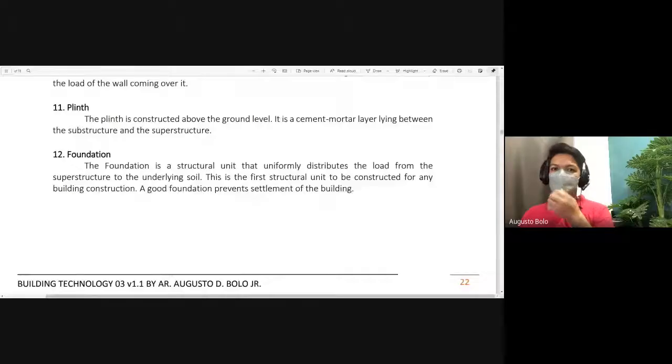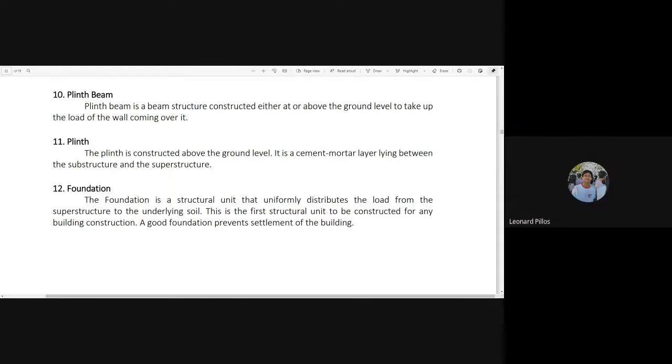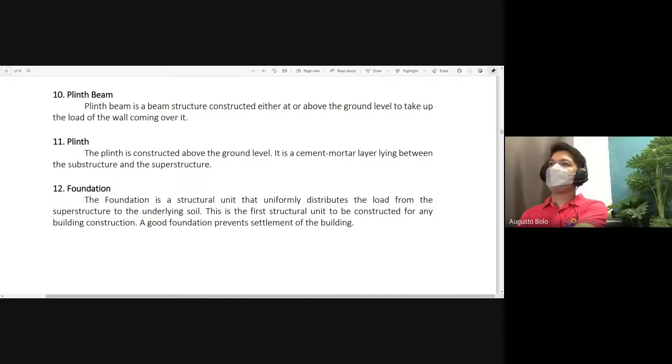Plinth. Leonard, can you read, please? The plinth is constructed above the ground level. It is a cement mortar layer lying between the substructure and the superstructure. Okay, thank you, Leonard. So plinth, of course, is the same as plinth beam, but this one is made of a cement mortar layer lying between the substructure and superstructure.